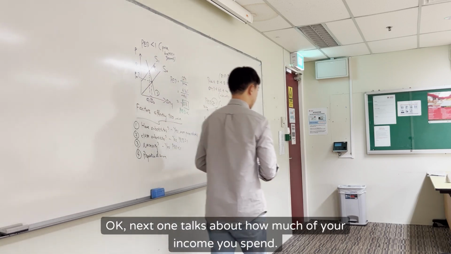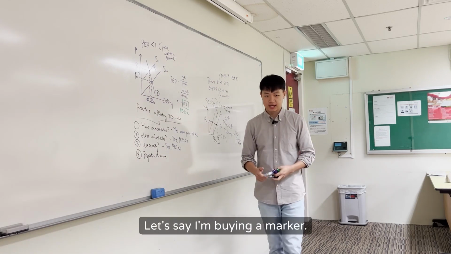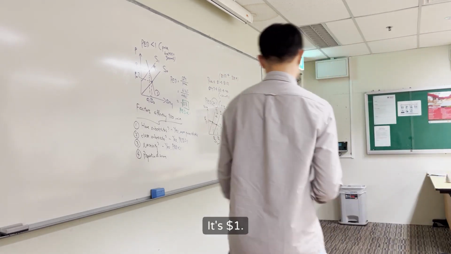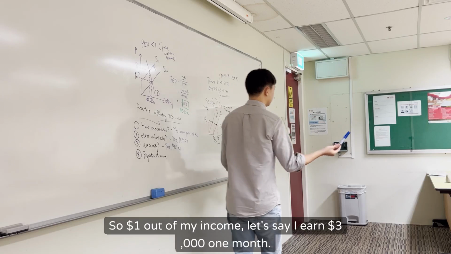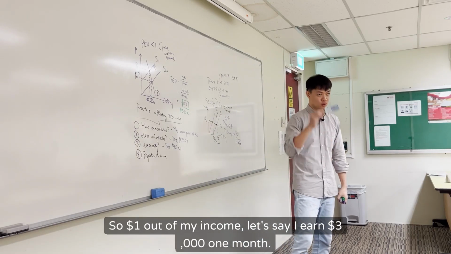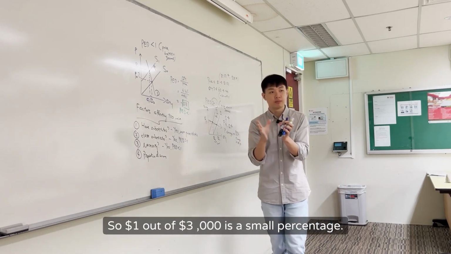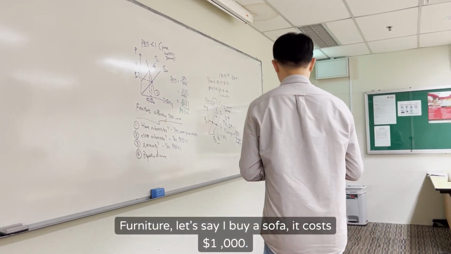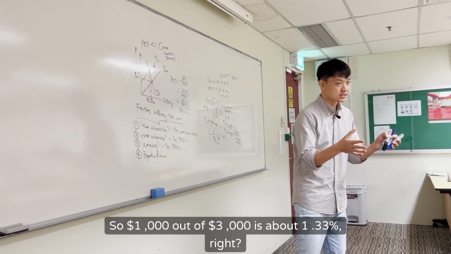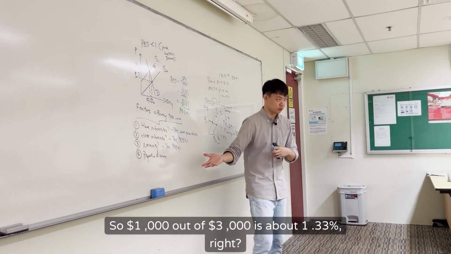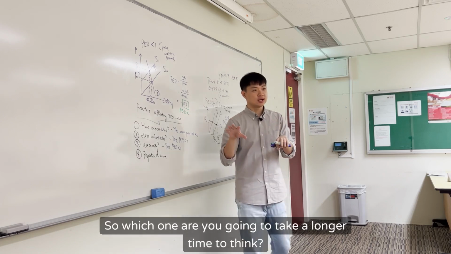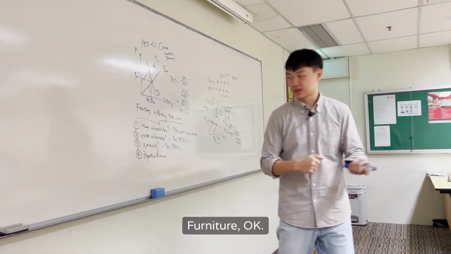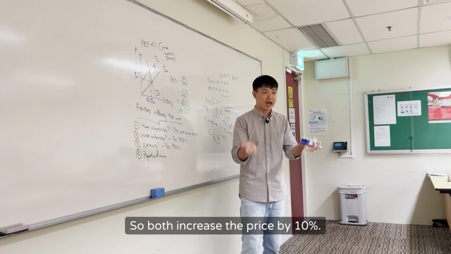The next one talks about how much of your income you spend. Let's say I'm buying a marker. A marker costs $1. Let's say I earn $3,000 in one month, so $1 out of $3,000 is a small percentage. Let's say instead I look at furniture. I buy a sofa, it costs $1,000. So $1,000 out of $3,000 is about 1/3, 33%. Which one are you going to take a longer time to think about? Furniture, not the marker.